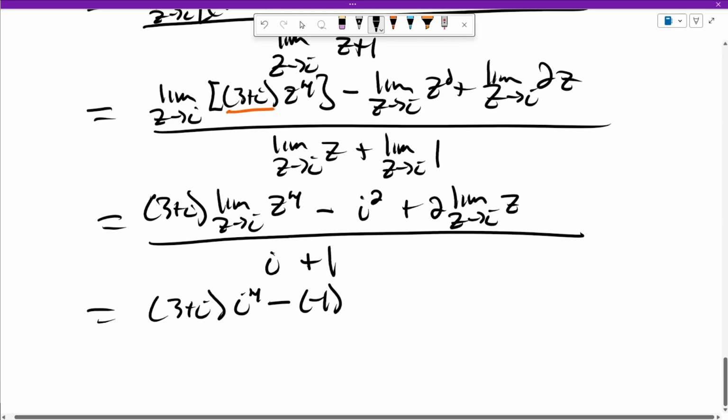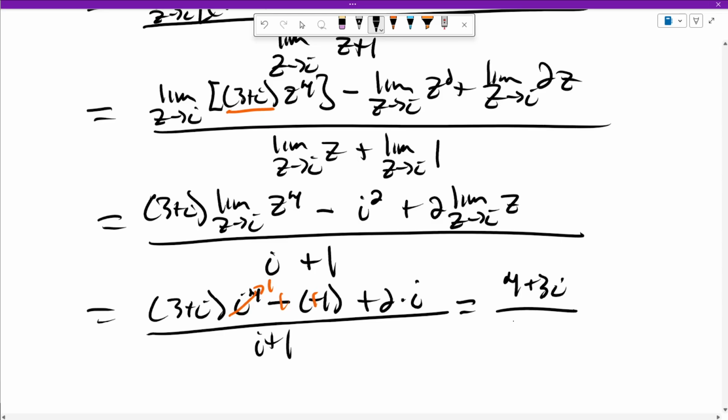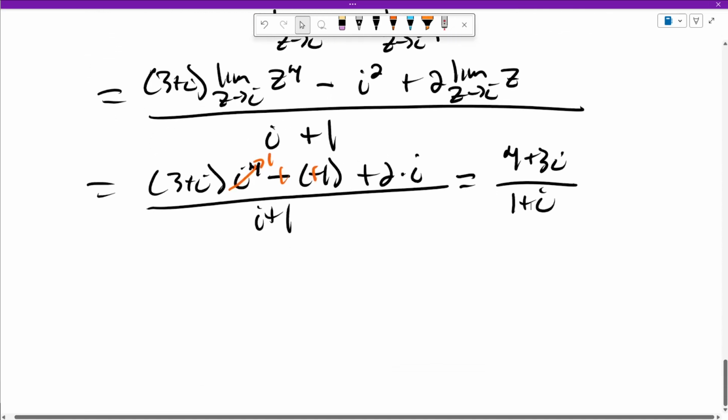My negative i squared is negative 1, and then here we can just plug in i, because now those are just powers. Whew. All right, i to the fourth is a 1. Negative negative is a positive, so we're going to get 3 plus i plus 1 plus 2 plus i. I believe that's (4 plus 3i) over (1 plus i). And if we cared about rationalizing, if we cared about writing this in the form a plus bi, we would, and you would find that this is 7/2 minus 1/2 i.